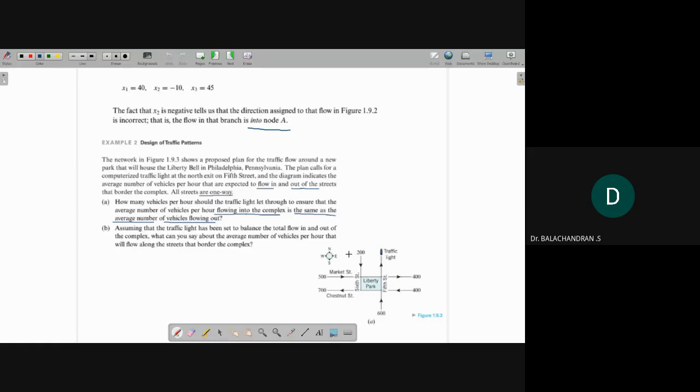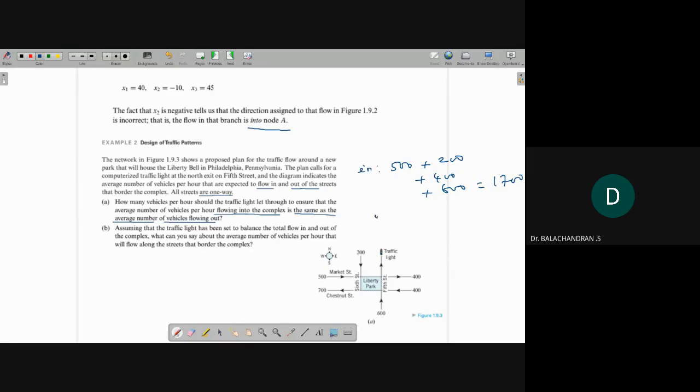Flow in. Flow in is what? 500 plus 200 plus 400 plus 600 equal to 1000, 1500, 1700. This is what? Flowing in.